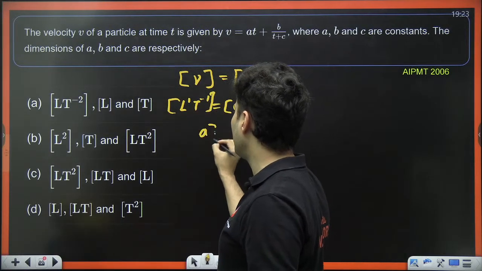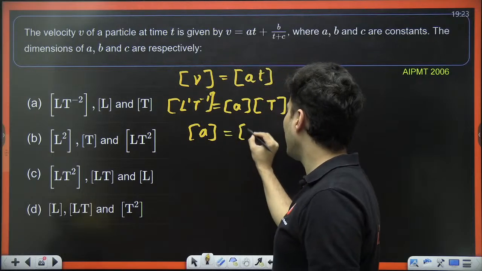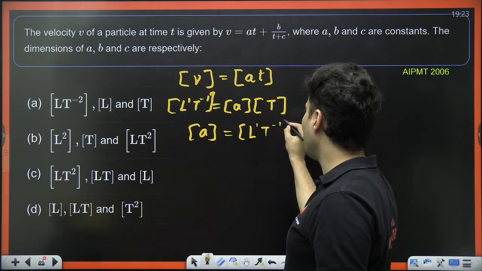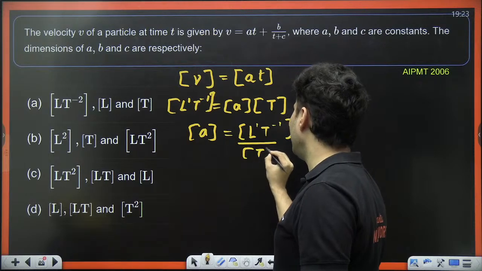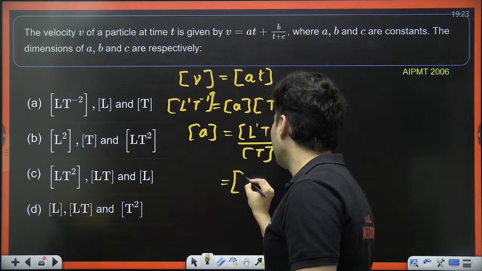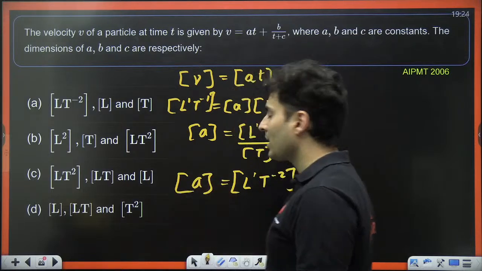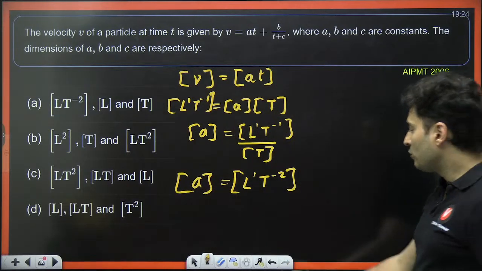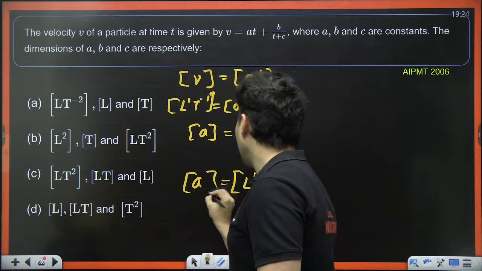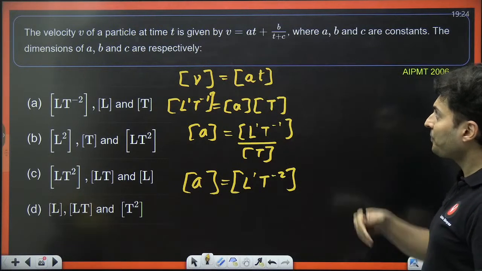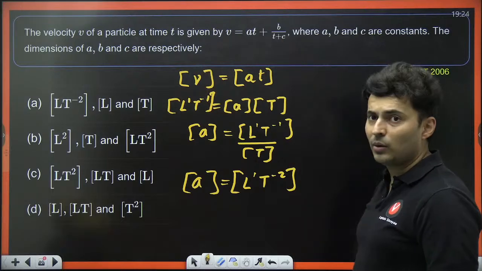So how much will be the dimension of A? Think about it. It will be L raised to 1, T raised to minus 1, whole thing divided by T. So it will be L raised to 1, T raised to minus 2. That's for A. Cool. Now coming back over here.